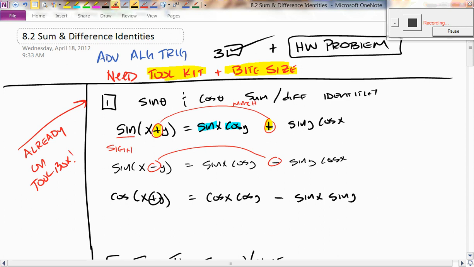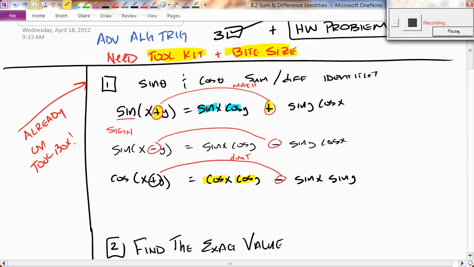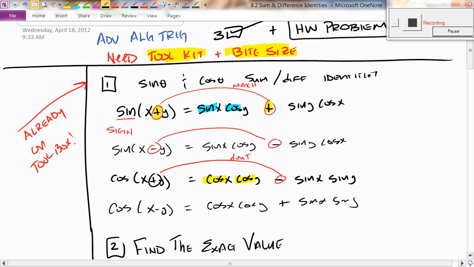So notice that the signs definitely don't match, but the trig functions do match in the front end. You catching on to this? It's sort of a face value thing. So let's see if we could punch out the last one. What would cosine of x minus y look like? Cosine x cosine y plus sine x sine y. So there's a little trick to help you remember those things. They're on your toolkit already. You don't have to memorize them, but it helps out in a couple of ways.